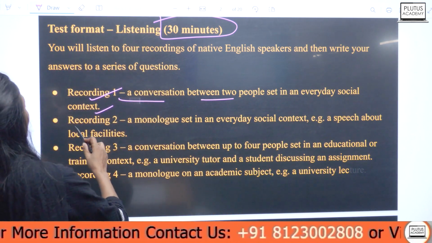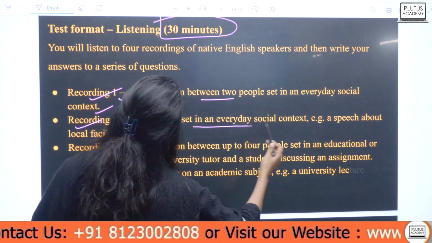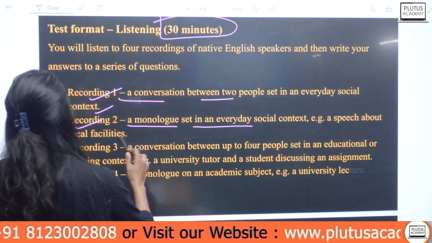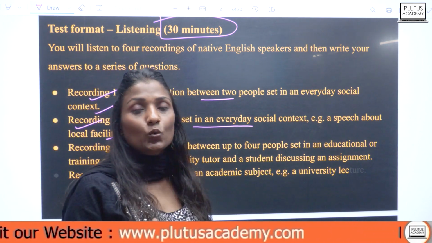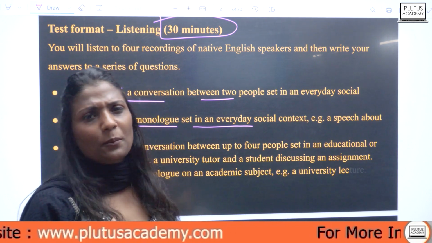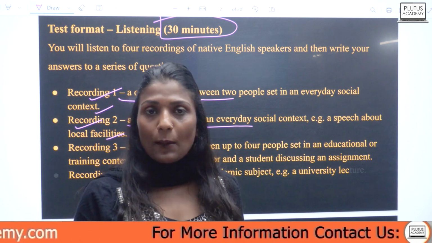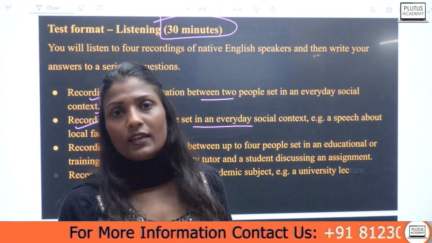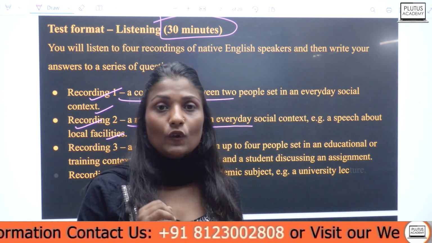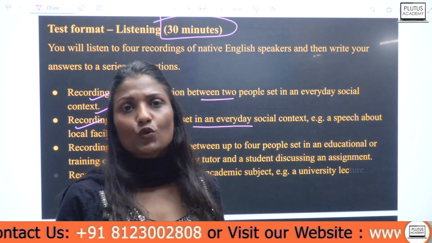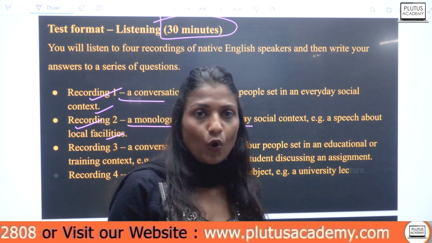Then in recording 2, you are going to hear a monologue set in everyday social context, a speech about local facilities. So here you will find one speaker who would be telling you something about a building. For instance, the guide is explaining the structure of a hotel or building, etc. So here again you need to focus on the map, and on the facilities which the guide has told you in this audio.